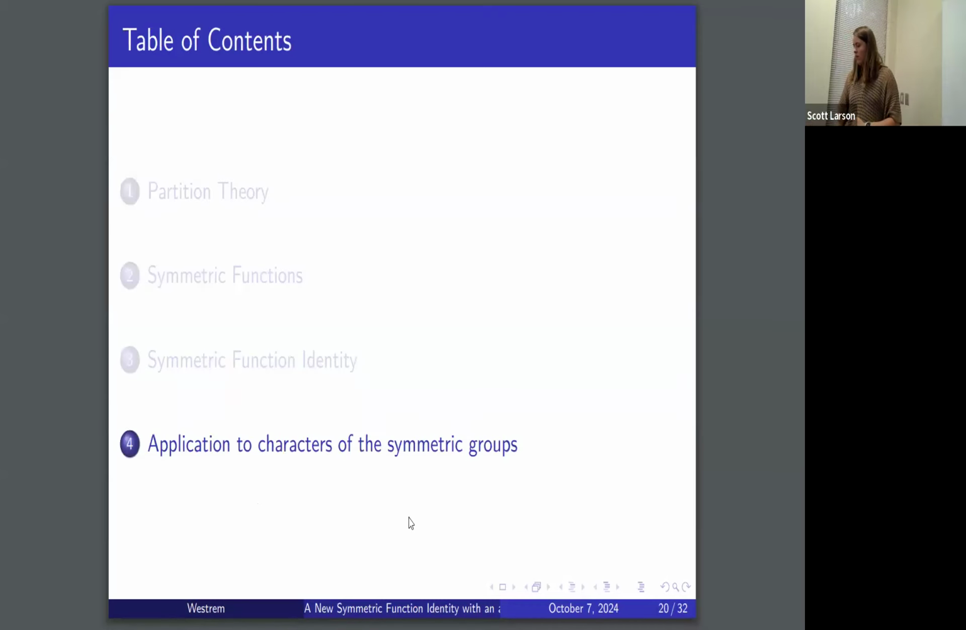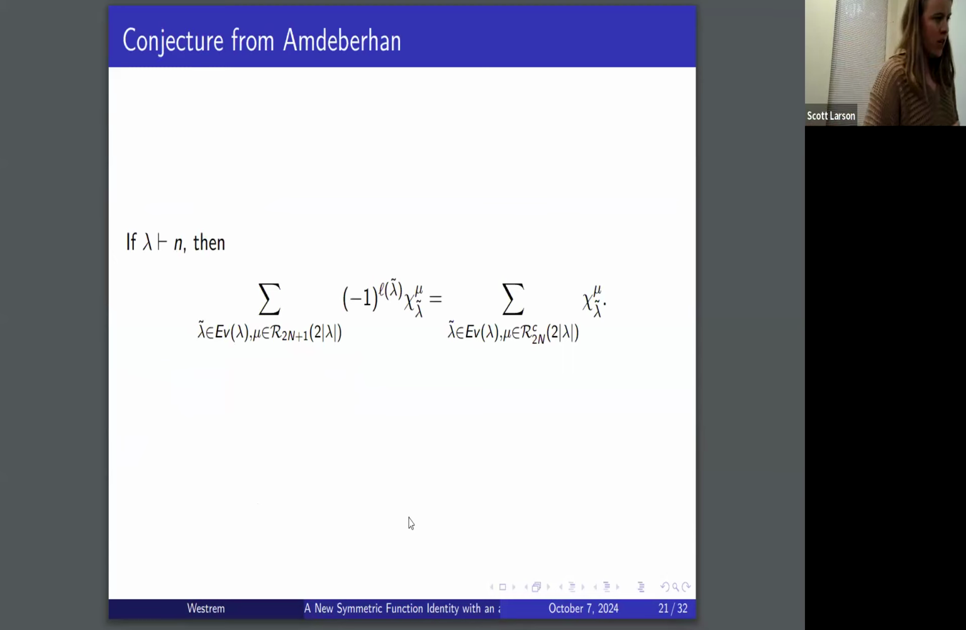Okay, so how does this apply to the characters of the symmetric group? There was a conjecture that Teddy shared with me, which was kind of the original start point. But we kind of backtracked and looked at it in various lights. But essentially what he wanted us to look at was this character that we've just been talking about in terms of symmetric functions with the sign attached. And we have some conditions on mu and lambda tilde. Lambda tilde, just as before, comes from EV of lambda.